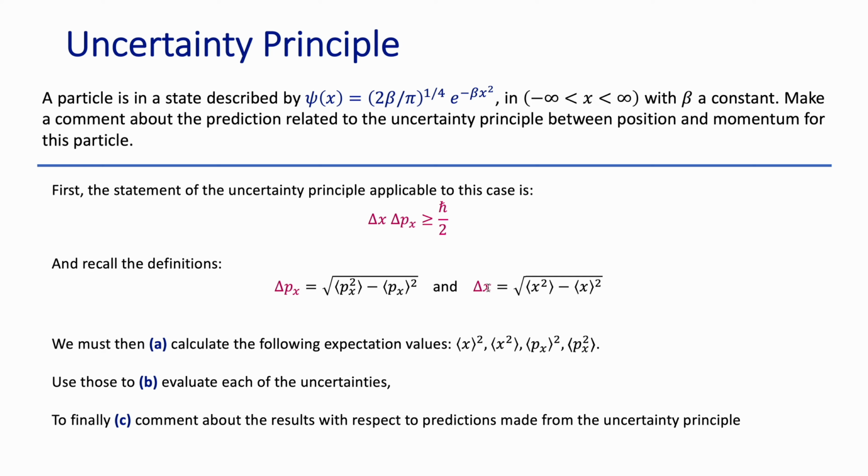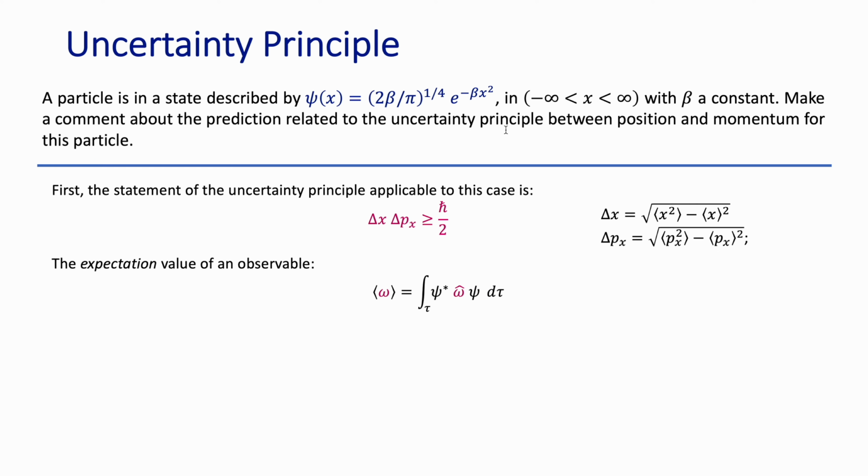And finally, depending on the product between those two uncertainties, we can make a comment regarding the agreement or disagreement between our result and the uncertainty principle. Our observables being both the position and the momentum, just recall the general expression for the expectation value of an observable. So let's get into it.